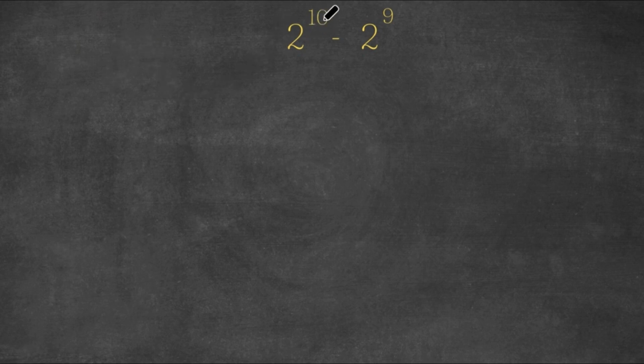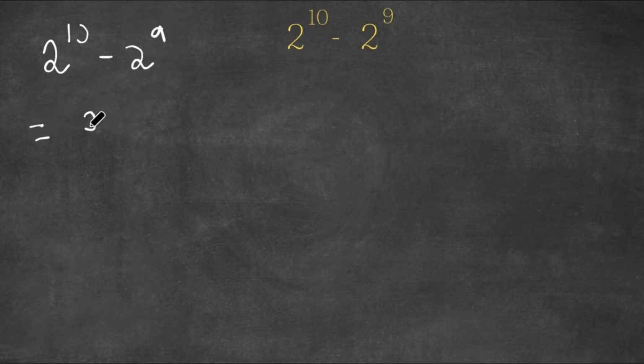In today's video, I'm going to be teaching you guys how to solve this exponential problem. So we have 2 to the power of 10 minus 2 to the power of 9. Now what I'm first going to do is rewrite this 10 as 9 plus 1. So we have 2 to the power of 10 minus 2 to the power of 9, and this is equal to 2 to the power of 9 plus 1 minus 2 to the power of 9.